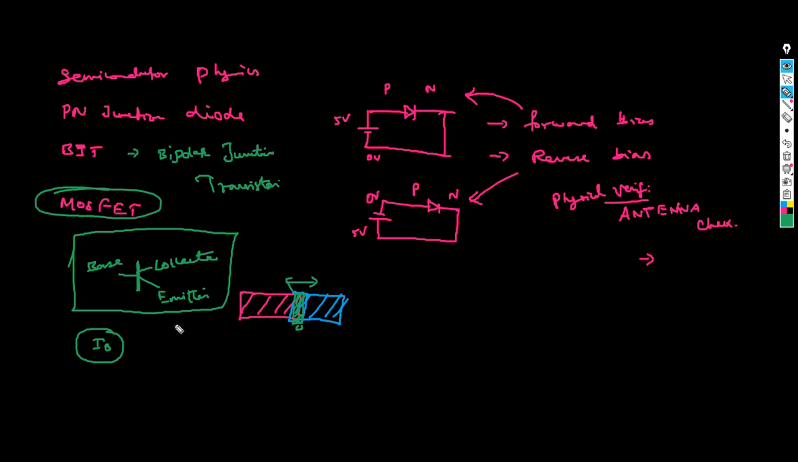When it comes to BJT, there are NPN and PNP. There are two types of devices depending on the materials that you stack. Now, moving to MOSFETs.